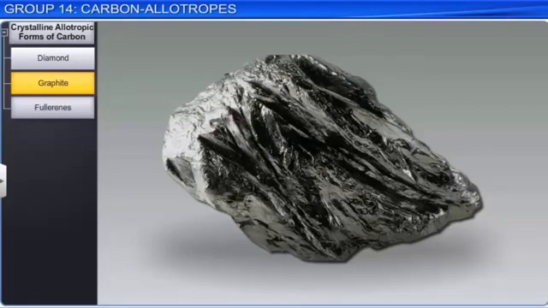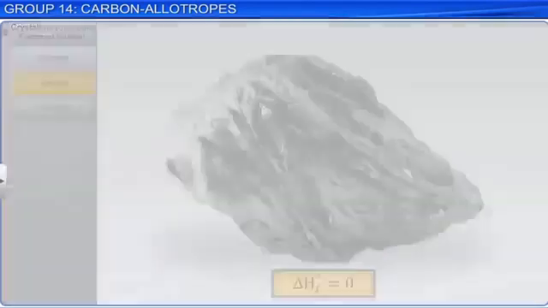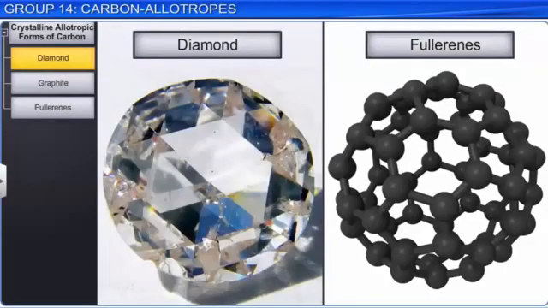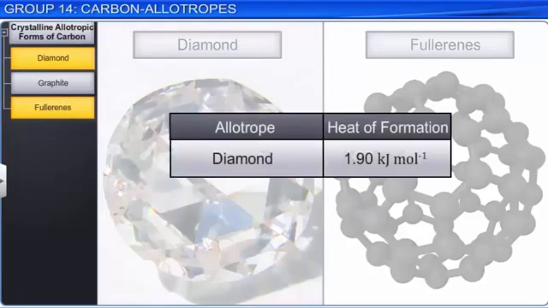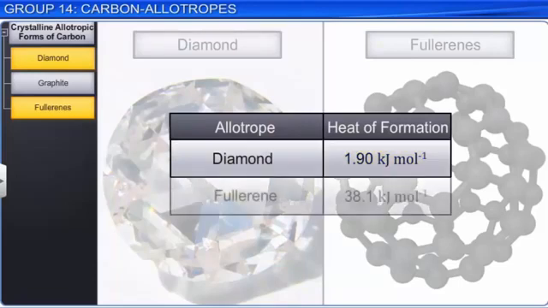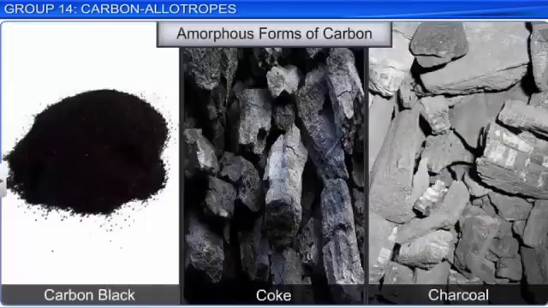Under standard conditions, graphite is the thermodynamically most stable allotrope of carbon. Since it is considered the standard state of carbon, its heat of formation is set at 0. Both diamond and fullerenes have higher heats of formation, reflecting their lower stability. The heat of formation of diamond is 1.90 kJ per mole, and the heat of formation for fullerene is 38.1 kJ per mole.